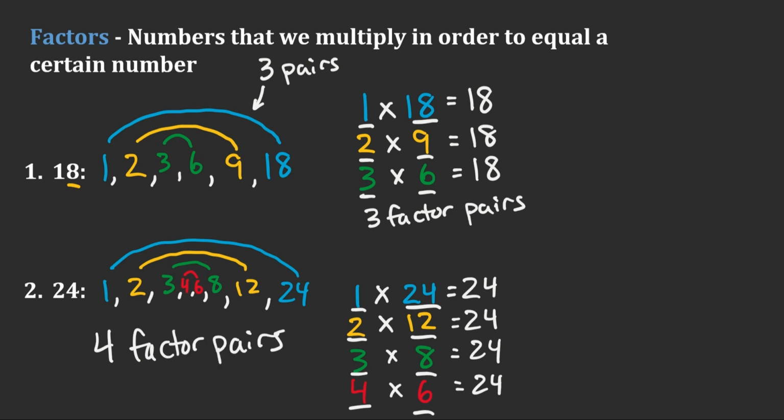And once again, we can look at the number of bands in our rainbow. There are 4 different colored bands, or even if you're drawing it with a pencil, you'd see 4 bands regardless. That is 4 factor pairs for 24.